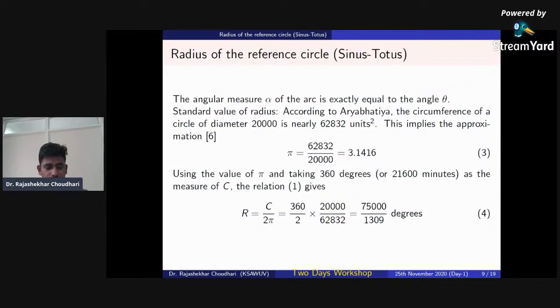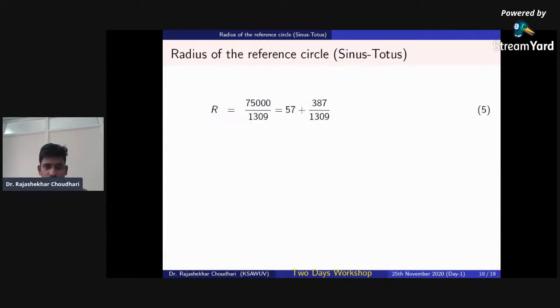So that is R equal to 75,000 by 1309. On simplifying, I will be getting 57 degrees plus 387 by 1309. So what we need to do is divide 75,000 by 1309 and note down the value before the point and keep the remainder as it is. So I will be getting 57 point something, and the remainder I am getting is 387.